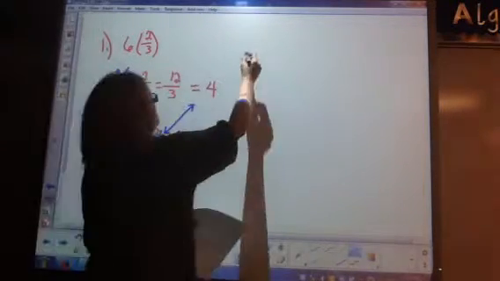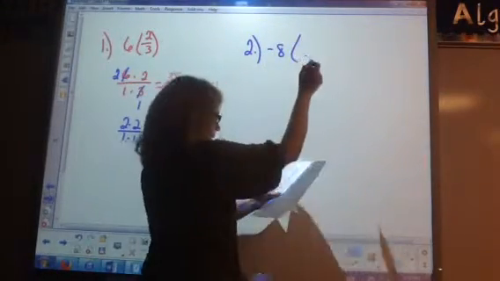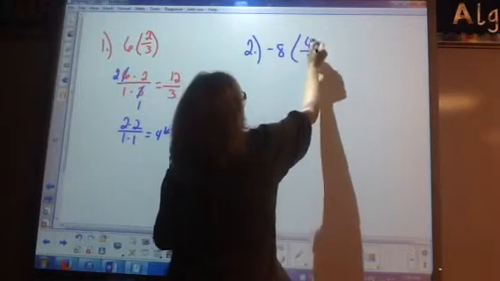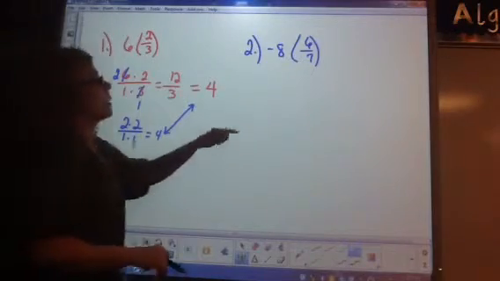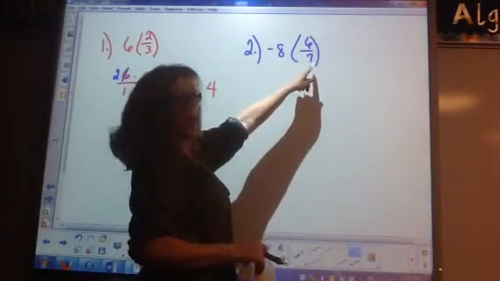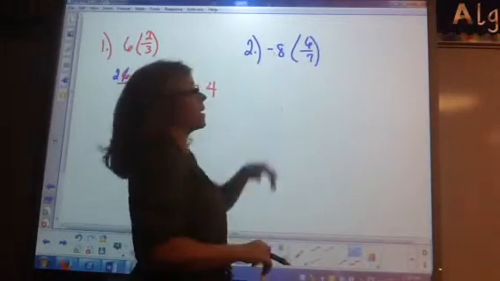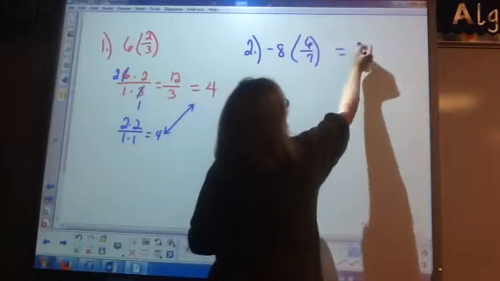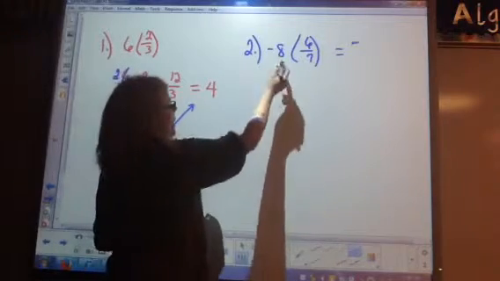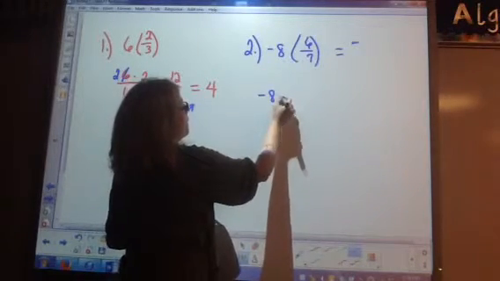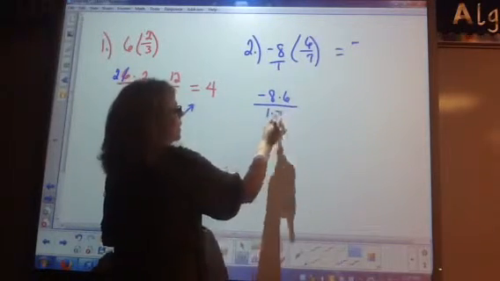Okay, let's look at another one. Okay, so I have a negative and I have a positive. So I'm going to take 6/7 and I'm going to add it 8 different times. And it's going to be the opposite because that's a negative. So my answer is going to be negative. I know that this is going to give me a negative for my answer, okay? So instead of doing that repeated addition, I think the easier way is to go ahead and take that -8 times 6 as your numerator. And remember we put that over 1, so that's 1 times 7.